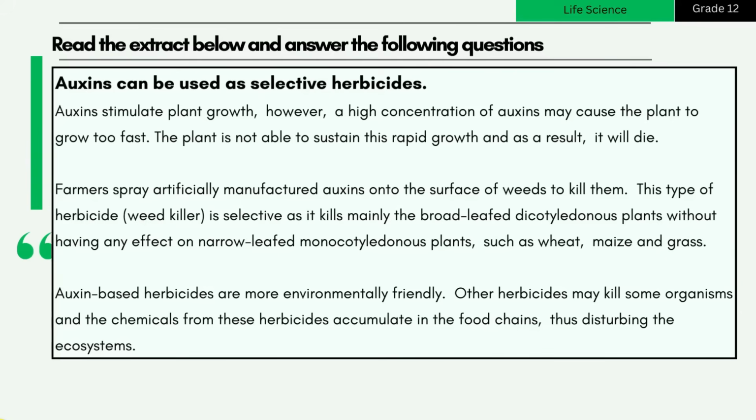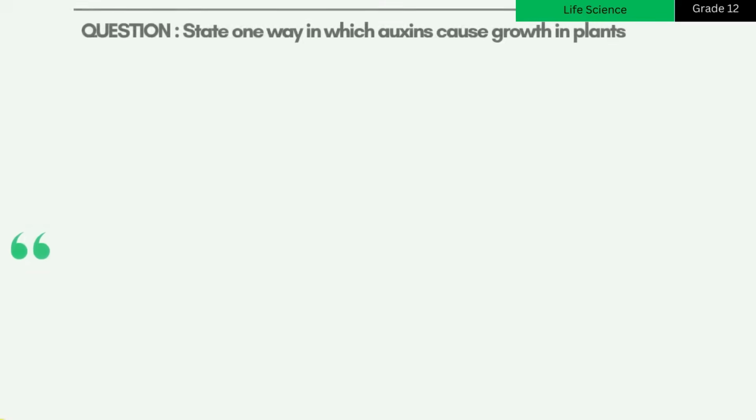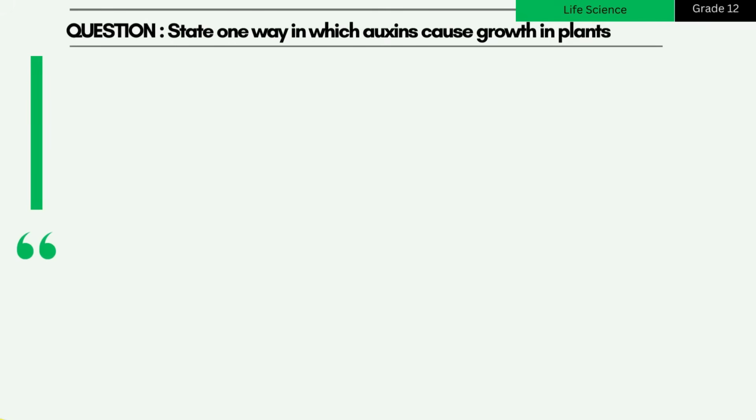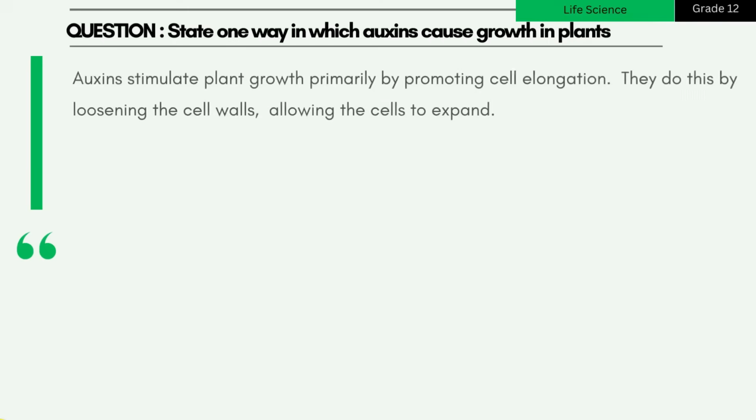Auxin-based herbicides are more environmentally friendly. Other herbicides may kill some organisms and the chemicals from these herbicides accumulate in the food chains, thus disturbing the ecosystems. Question: state one way in which auxins cause growth in plants.